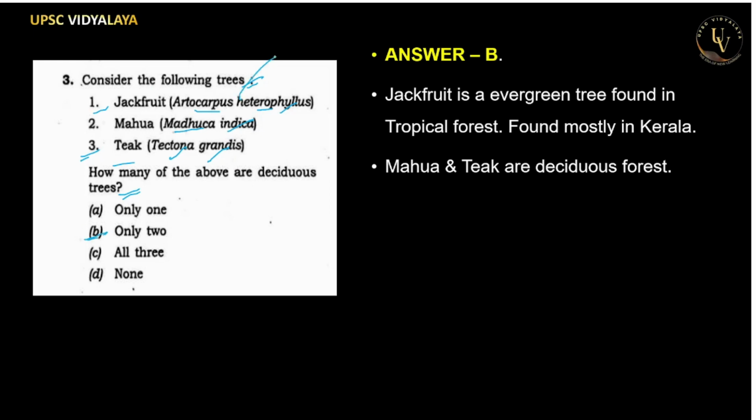Jackfruit is a very famous fruit in Kerala. Consider this to be India, and here we have Kerala. It receives the monsoons, and the Western Ghats pass through certain parts of Kerala, so it is one of the states which receives the highest rainfall. So what kind of forest will be located in Kerala? It should be tropical rainforest, so evergreen. So jackfruit is an evergreen tree found in tropical forest, and mahua and teak are in the deciduous forest. That's how only two are actually correct, right?